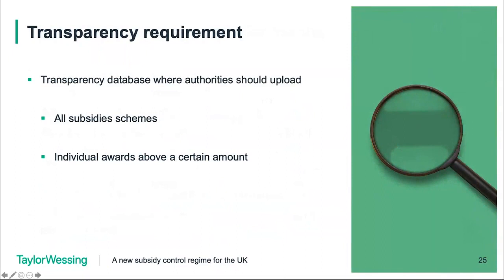If you remember what I mentioned, the Trade and Cooperation Agreement includes a requirement for the UK to be transparent in the granting of aid. So a transparency database will be created where authorities will be able to upload all subsidy schemes and individual awards above a certain amount.